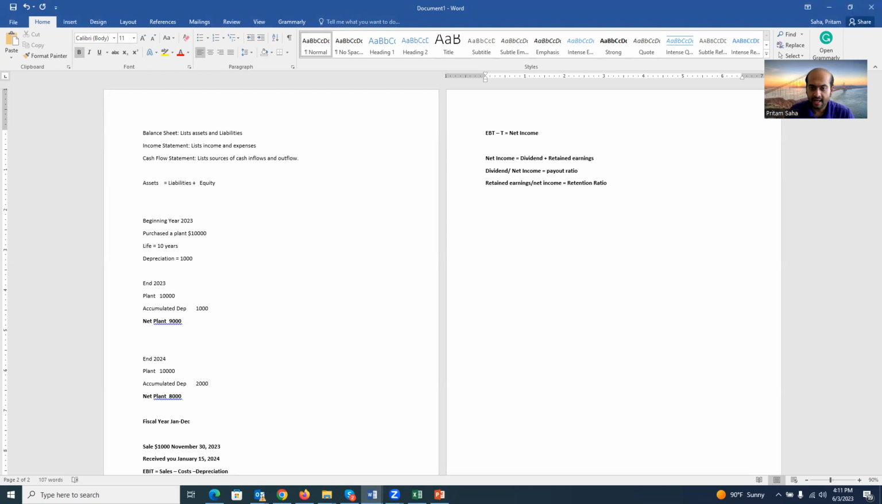Okay, and now one more caution. Payout ratio: basically, I'm scaling dividends and retained earnings by net income. Make sense? So the idea is easy. Whatever net income you're generating, it will go to either paying dividends or being retained within the firm. And that's it.